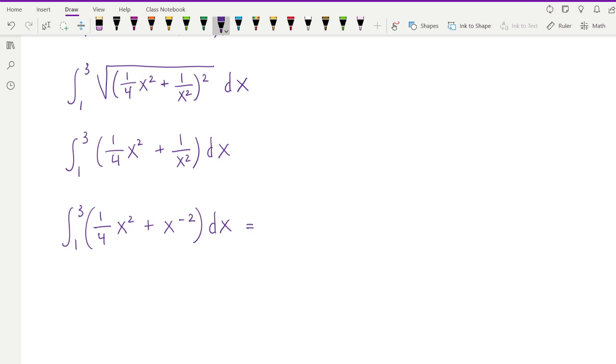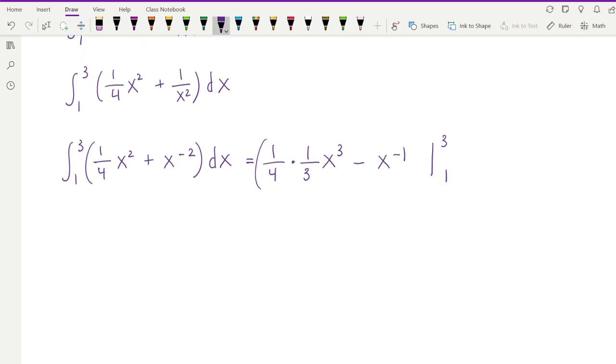So our antiderivative for the first part is going to be, we still have 1/4, and then we have 1/3 x cubed. And then the antiderivative for x to the negative 2 is going to be minus x to the negative 1. Right? If you take the derivative of x to the negative 1, you get negative x to the negative 2, and so we need this extra negative sign to compensate. And we're going to be evaluating this at 3 and at 1. Okay, so let's just rewrite this as 1/12 times x cubed minus 1 over x. And again, we're evaluating this at 3 and at 1.